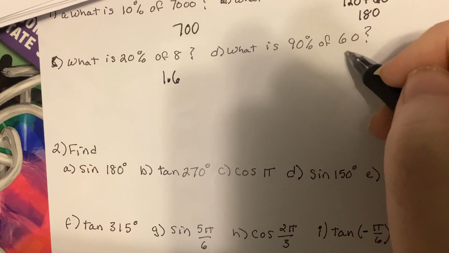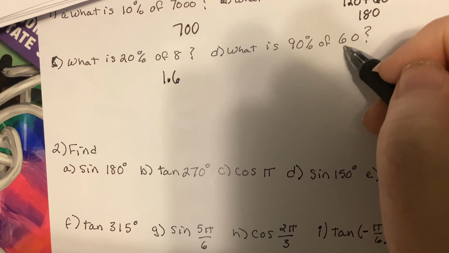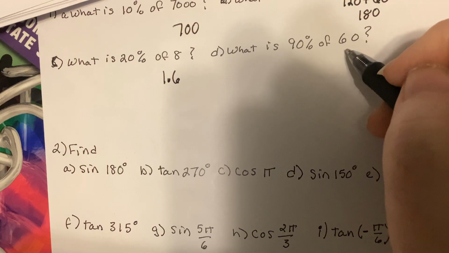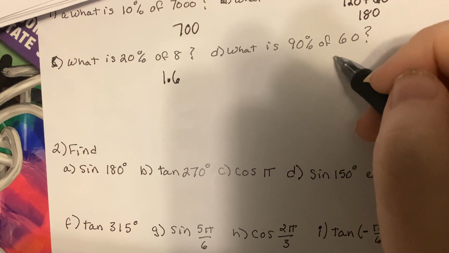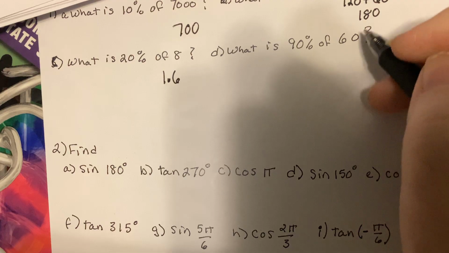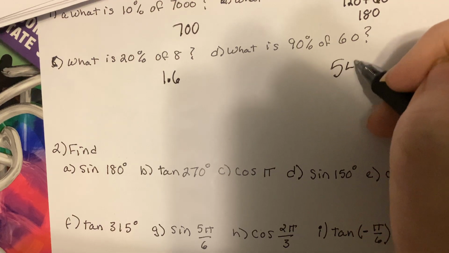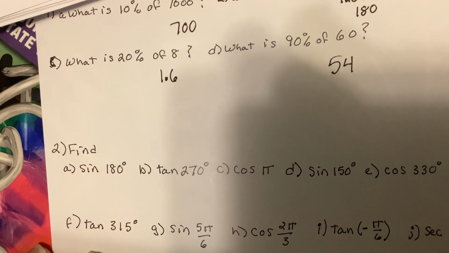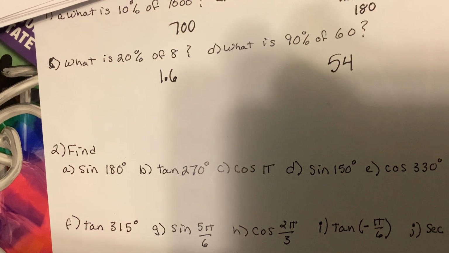90%, you find 10%, move over 1, move it over 1, that's 6, and then subtract that from 60, 100%. So it'd be 54. Well, that was easy peasy.